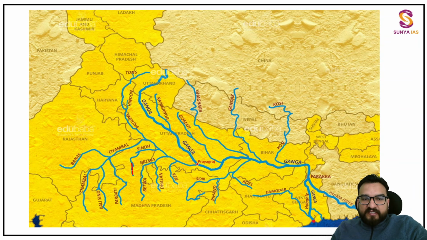Then you find Sindh will be passing through this particular region. And this particular region is also known as the Bundelkhand region. So Sindh is passing from here, guys. Sindh. Okay, then you are going to find Betwa over here and then Ken, right?